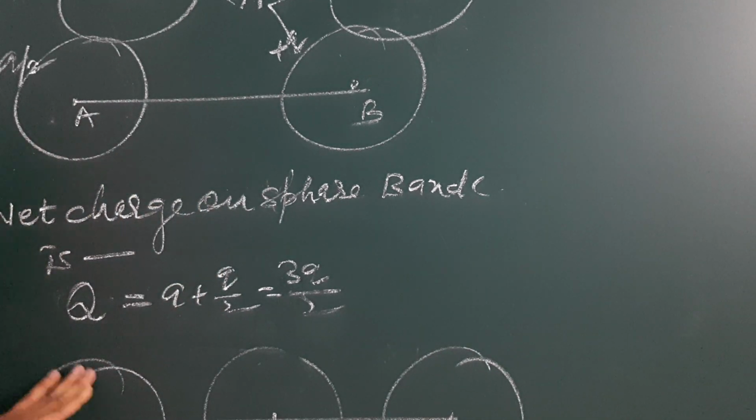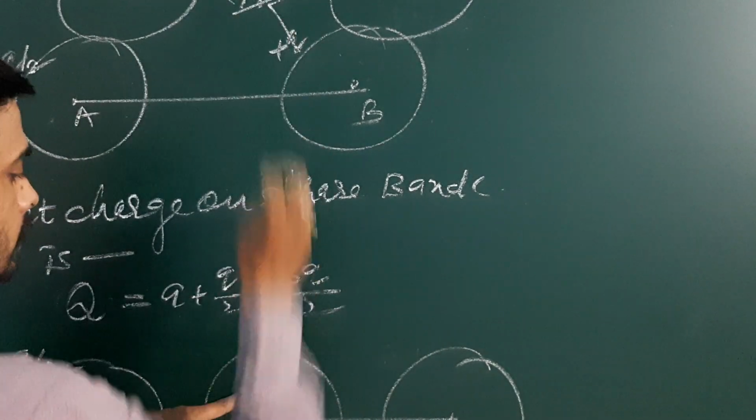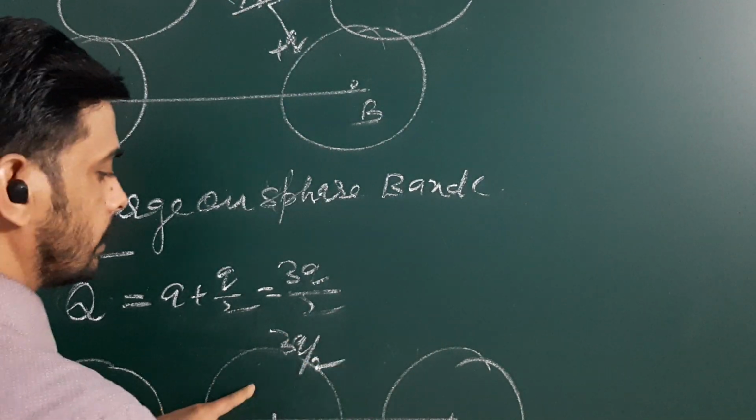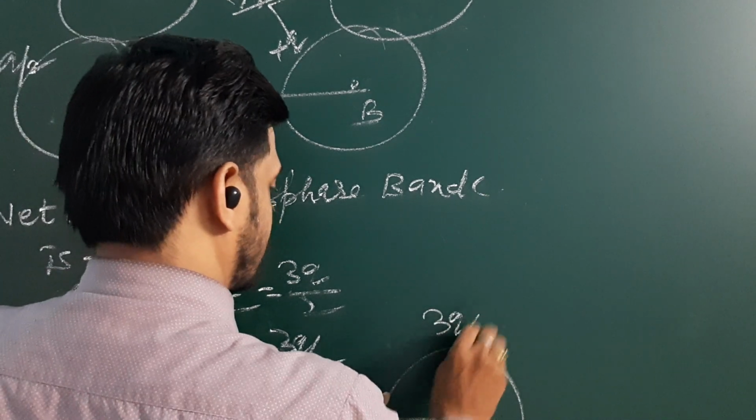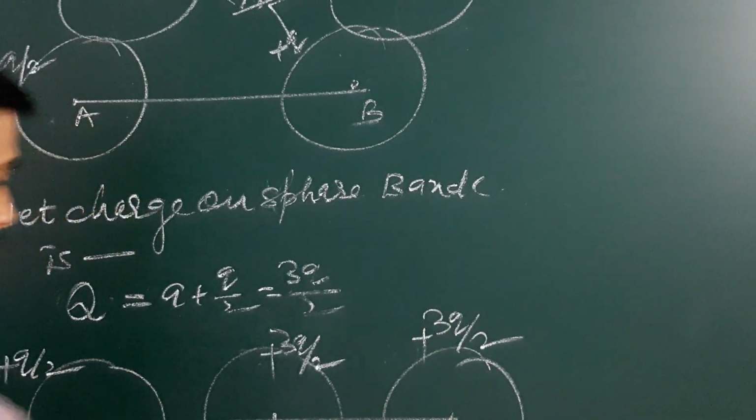Okay. Now complete the charges. What are the charges on sphere A? It has plus Q by 2. C has 3Q by 2 and B also has 3Q by 2. Is it clear? All are positively charged.